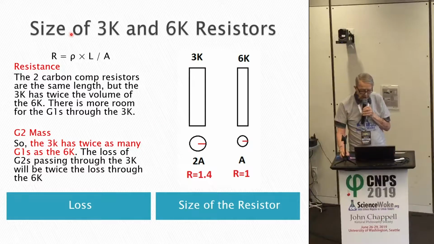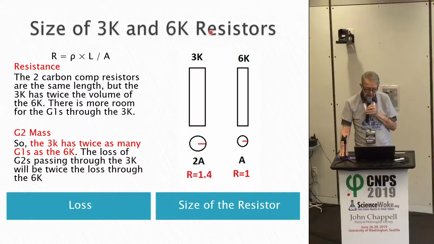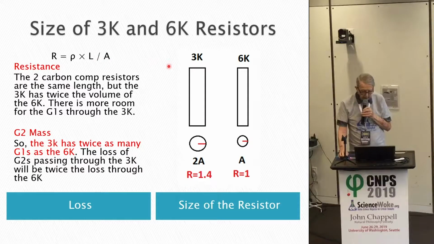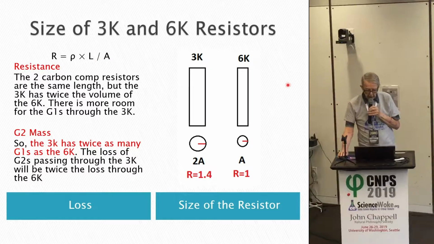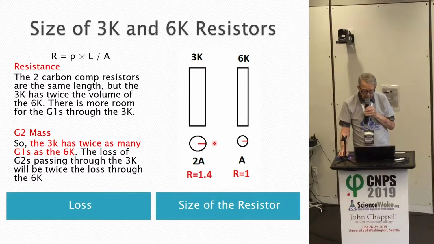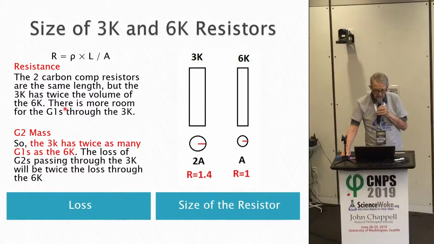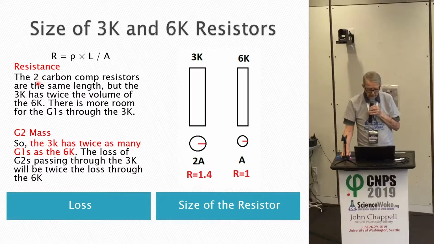So it's the physical size of the 3K and 6K resistors that I started looking at, the length and the area. I made these two resistors the same length, and I made this area twice the area of the 6K. And so in terms of resistance, I'm assuming I got two carbon comp resistors of the same length, but the 3K has twice the volume of the 6K.